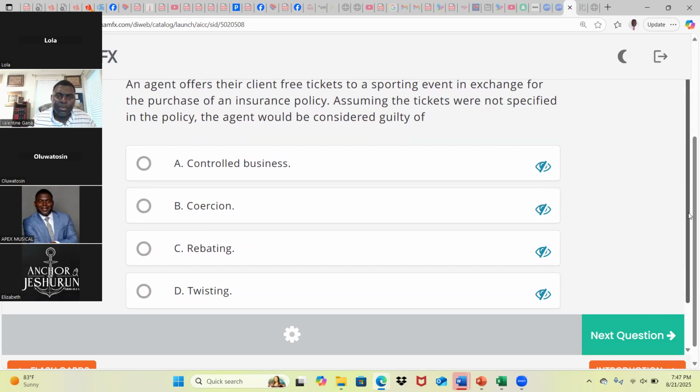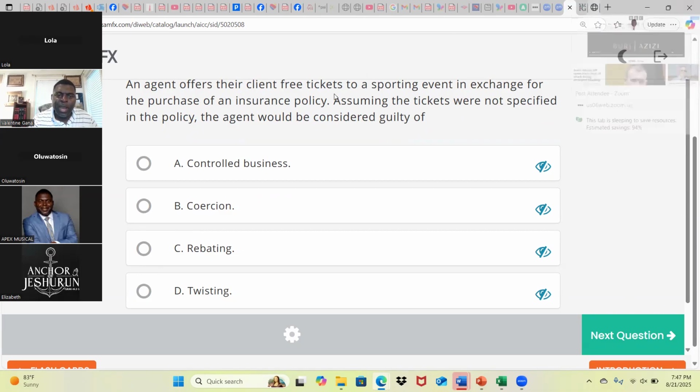An agent offers their client a free ticket to a sporting event in exchange for the purchase of an insurance policy. Assuming the tickets were not specified in the policy, the agent will be considered guilty of A, controlled business, B, coercion, C, rebating, and D, twisting. I think it's C. All right.